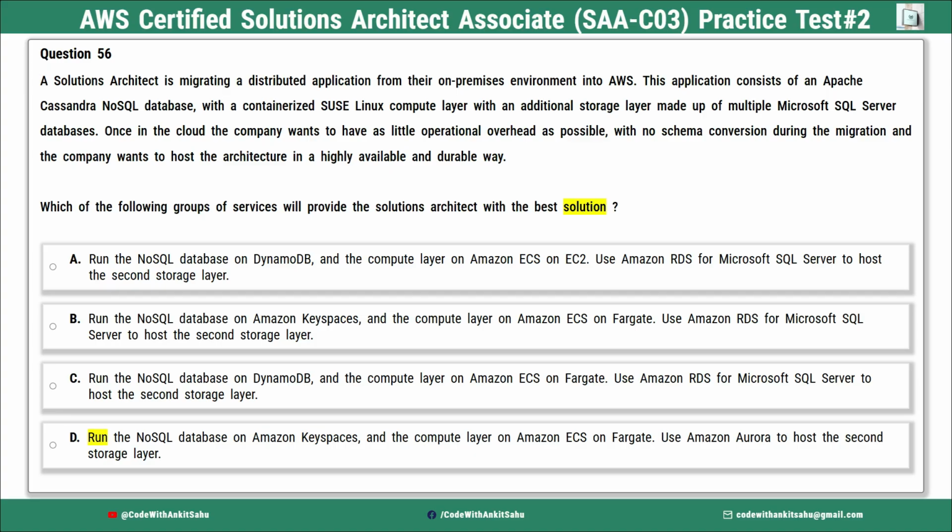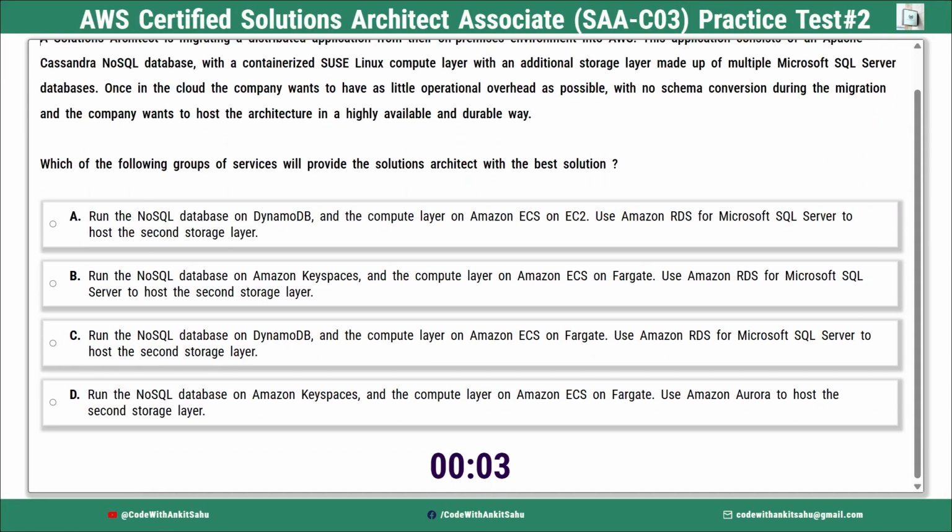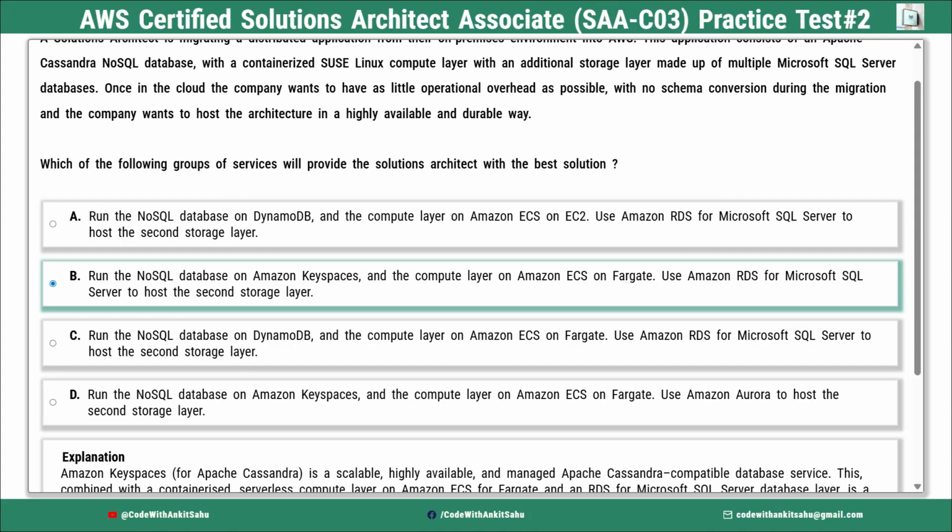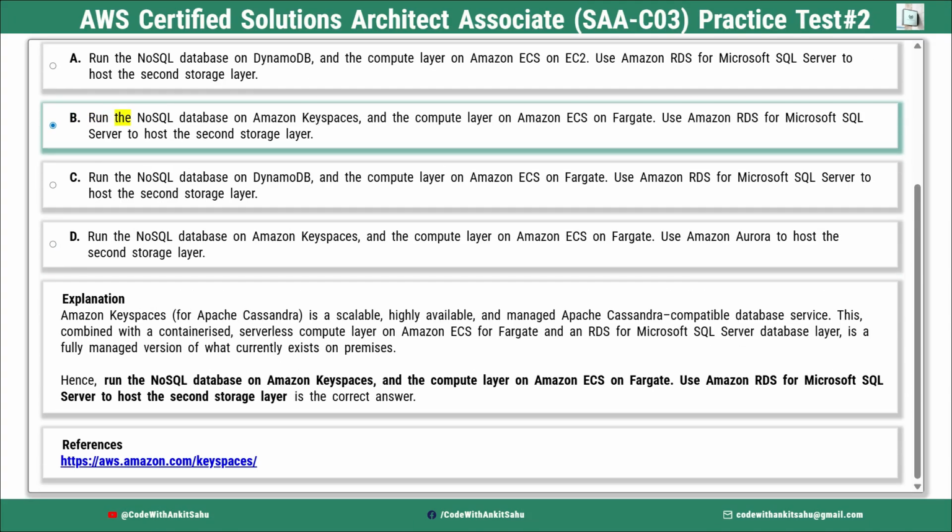Option D. Run the NoSQL database on Amazon Keyspaces, and the compute layer on Amazon ECS on Fargate. Use Amazon Aurora to host the second storage layer. Correct answer. Option B. Run the NoSQL database on Amazon Keyspaces, and the compute layer on Amazon ECS on Fargate. Use Amazon RDS for Microsoft SQL Server to host the second storage layer.